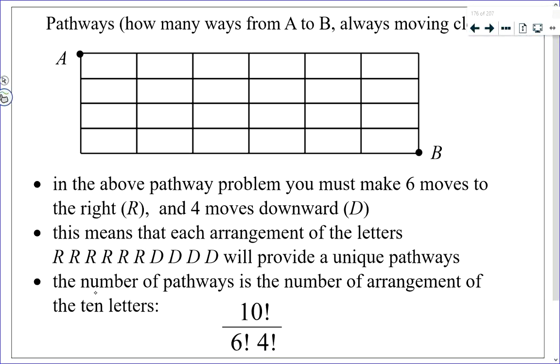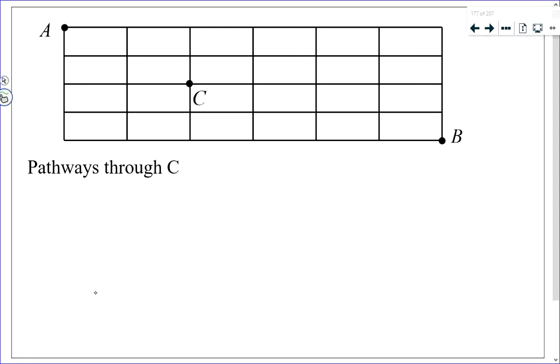You can check it on your calculator. I'm pretty sure it's 210. If I said to you, with the same grid, how many ways can I get from A to B through C? Essentially, you look at the grid, and you need to look at the screen right now for the next few seconds as I say this.